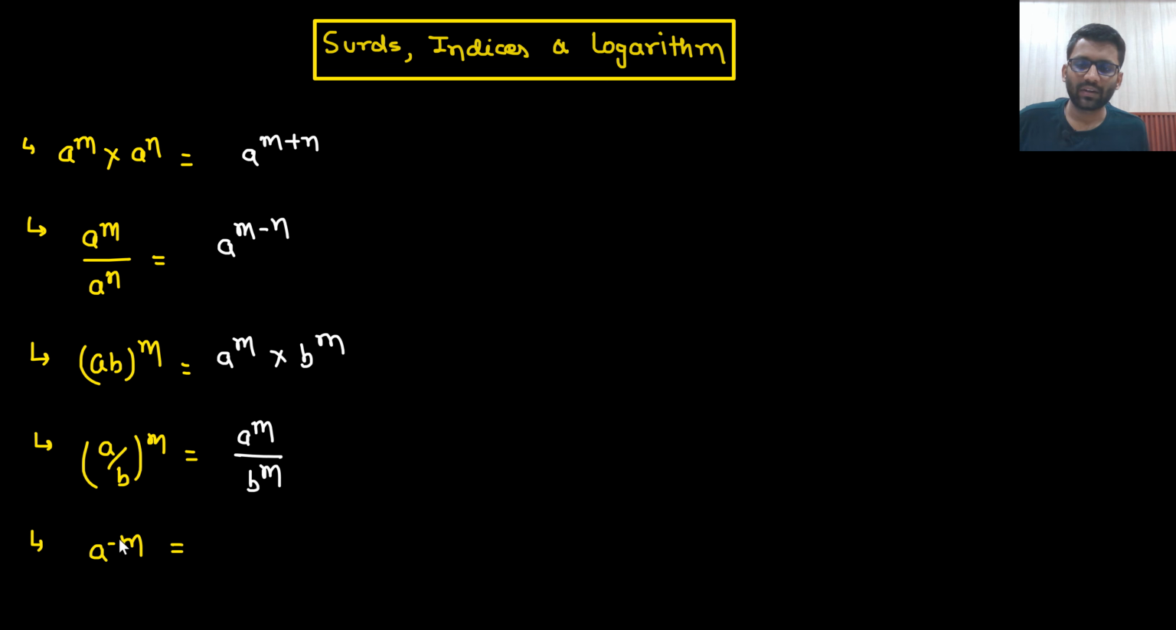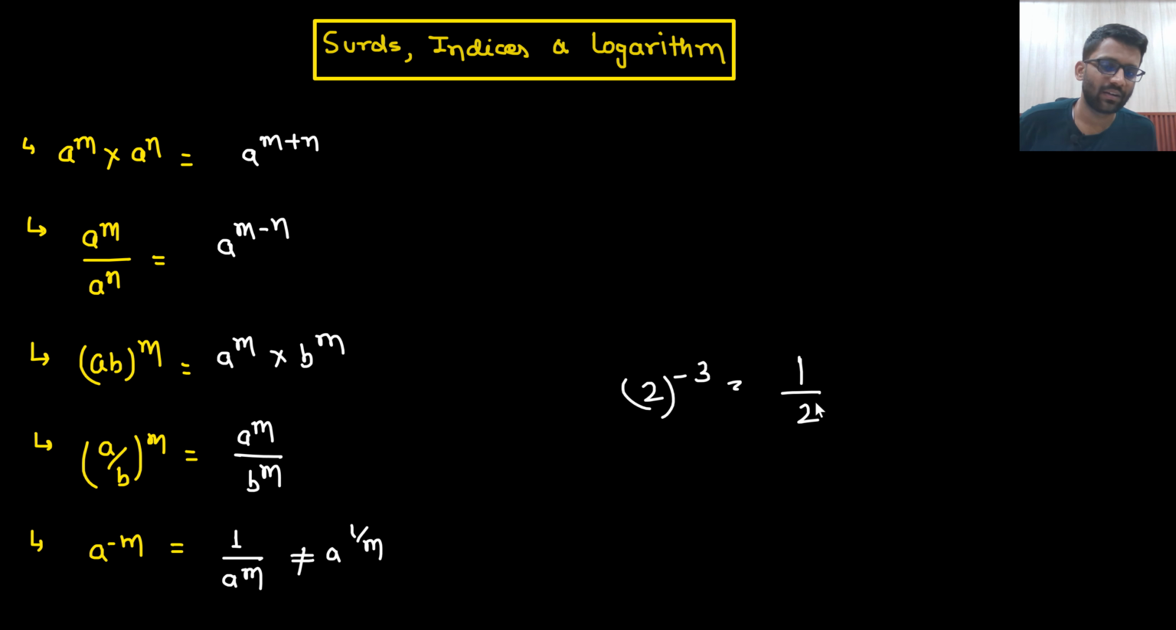And a^(-m) can be written as 1 by a^m. It should not be a^(1/m). It is not equal to a^(1/m). Let's just say 2^(-3). This I can write as 1 by 2^3. Well and good.